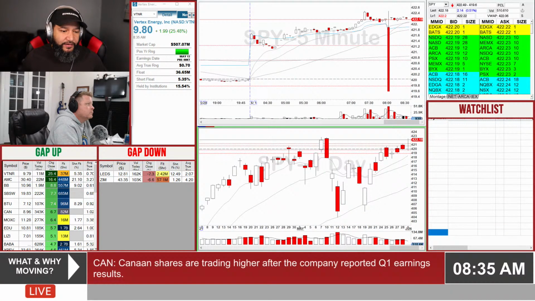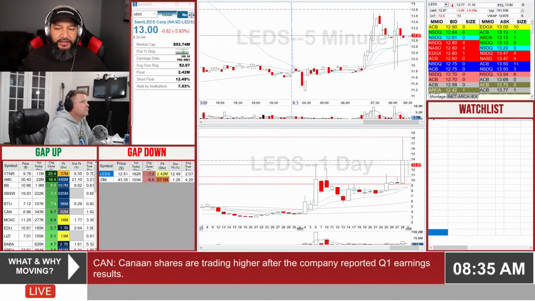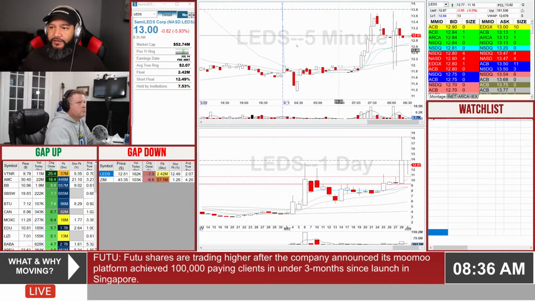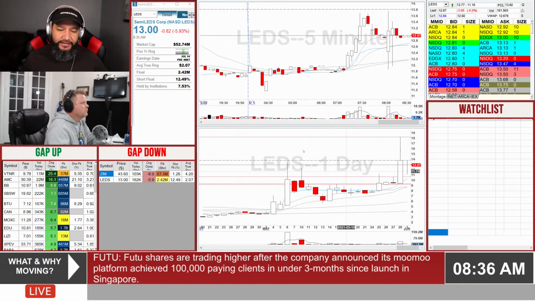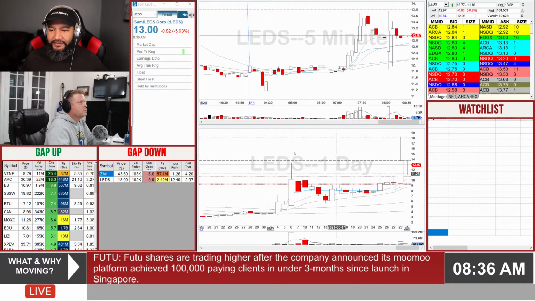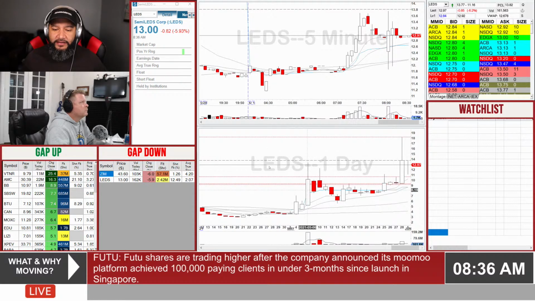Let's start with what's gapping down, so it'll probably be an easier list to look at. LEDS, this one is down here this morning, down actually 6.2%. This was a little bit weird. You could tell here the daily's a little bit all over the place. It's not the cleanest day trading stock that we have seen.